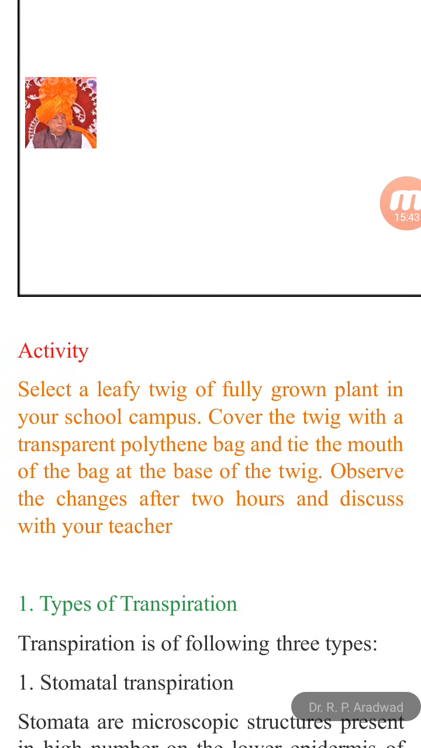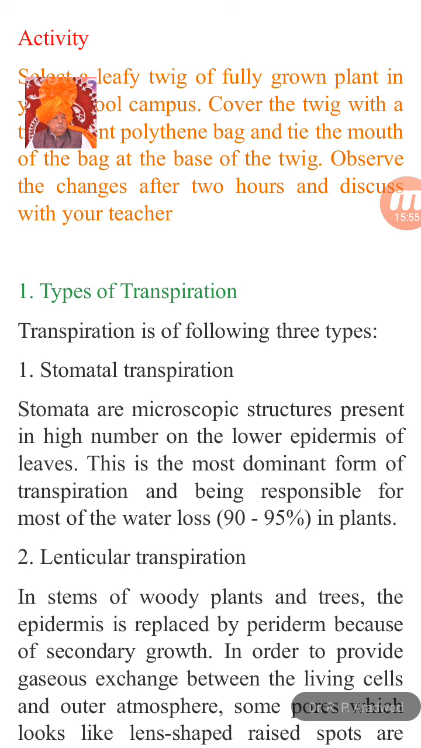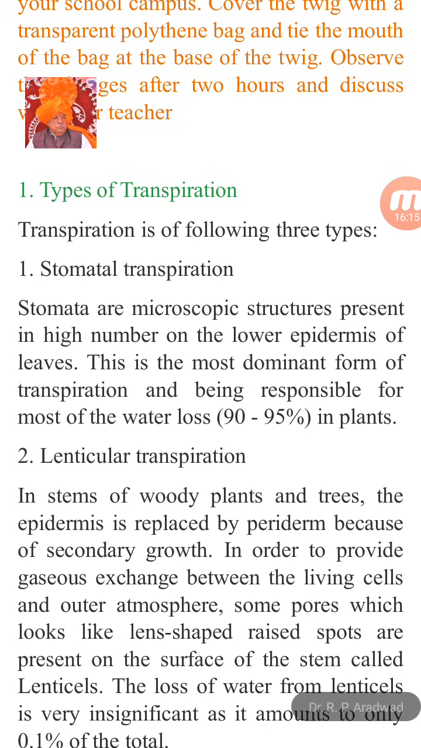Different types of transpiration are found in the plant. In the definition, we saw that the excess loss of water is carried out by different plant parts. According to the parts used in transpiration, the types of transpiration are described. There are three types of transpiration. First is stomatal transpiration.